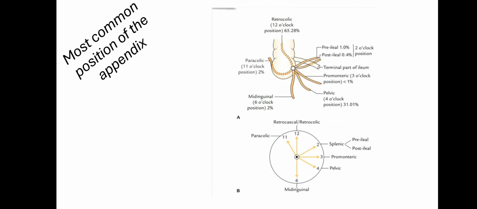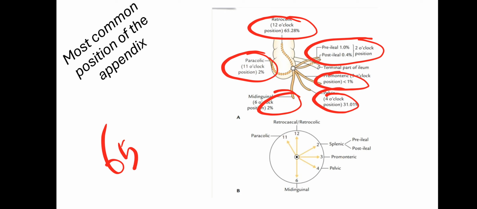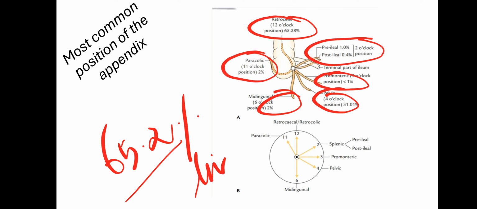The vestigial organ has various positions. It can point towards the inguinal region, mid-inguinal position, or pelvic region, the 4 o'clock position. It can have a promontoric position. It can have a pre-ileal and post-ileal position with respect to the ileum. It can be near your colon, a paracolic position, but the most common is the retrocolic position. It is hiding behind the colon with the highest percentage. The vestigial organ is hiding behind the colon.